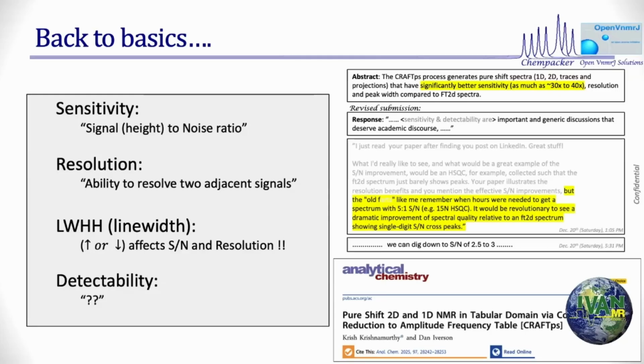I regret that statement because I underestimated it. That detectability limit I'm saying, 2.5 to 3, is an underestimation. I think we can go even further down. That's what I'm going to talk about today. Okay.